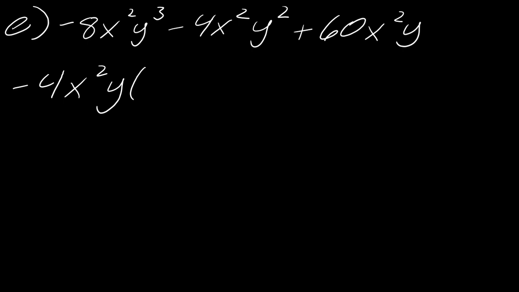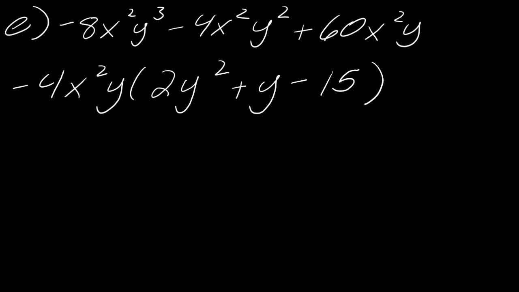Then I am left with 2y squared plus y minus 15. Okay, let me double check. I factored out the negative. This is positive, positive. Now this is negative. And okay, this is something I can totally factor. So I would encourage you to pause the video here and try to finish factoring this, and then hit play when you're ready.